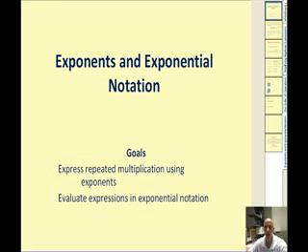Welcome to Exponents and Exponential Notation. The goals of this video will be to express repeated multiplication using exponents and also to evaluate expressions in exponential notation.